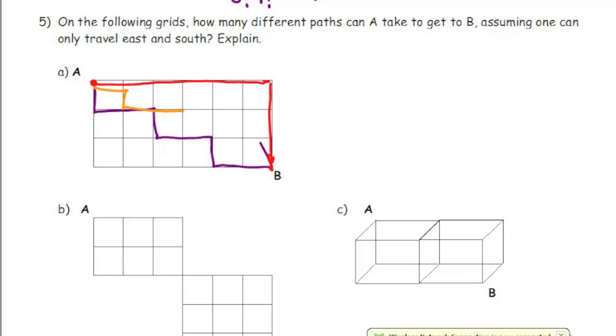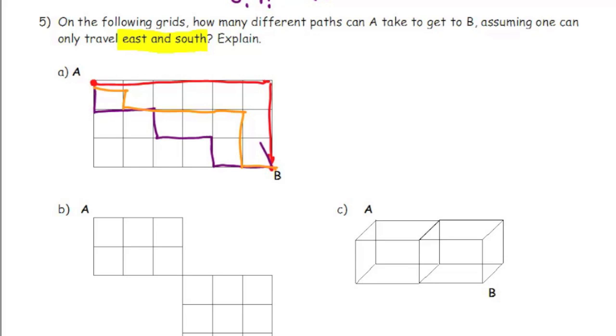Second path will be, let's make it different. Let's go down and over and down and over and down and over. And let's pick a third path as well. Let's go over, down, over, over. Sure, why not? And like that. So we have 3 distinct paths.